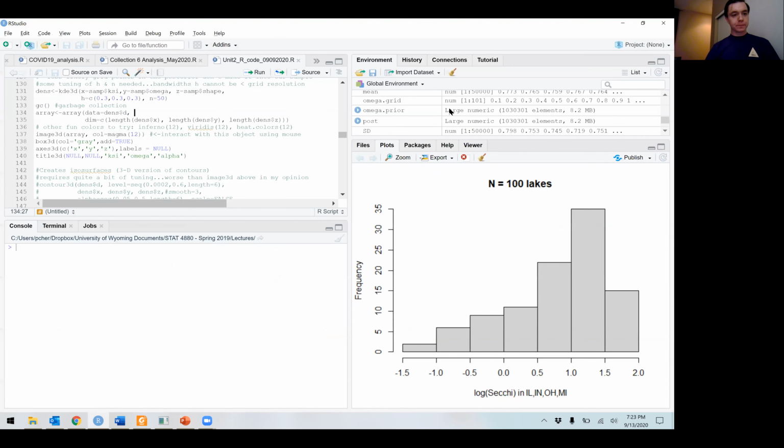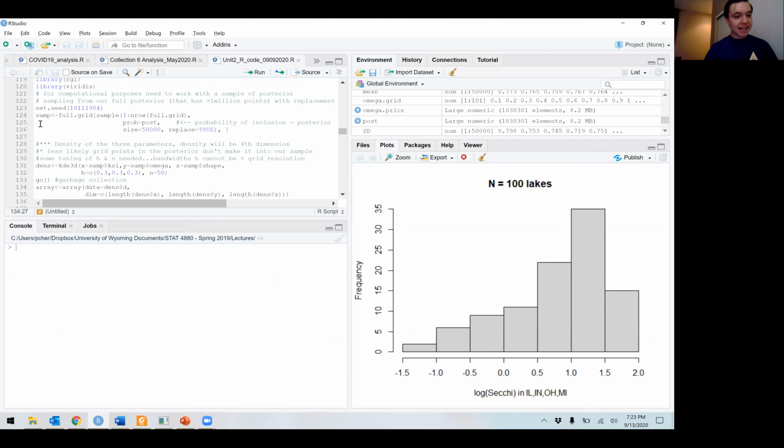Sorry, let me flip to R. I first computed it everywhere, and then I sampled with replacement 50,000 times so that a point where the posterior probability was low didn't make it into my sample, and the points where the posterior probability was high did. If I just run this summary of this posterior object, you will see these are actually teeny tiny numbers, but they are as large as, this is 0.01. There are 1 million points there.